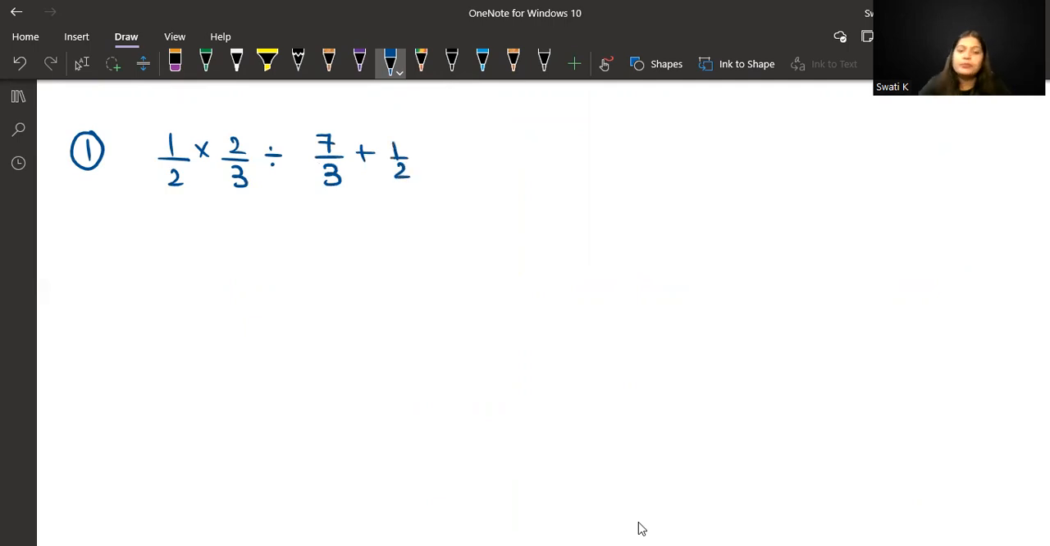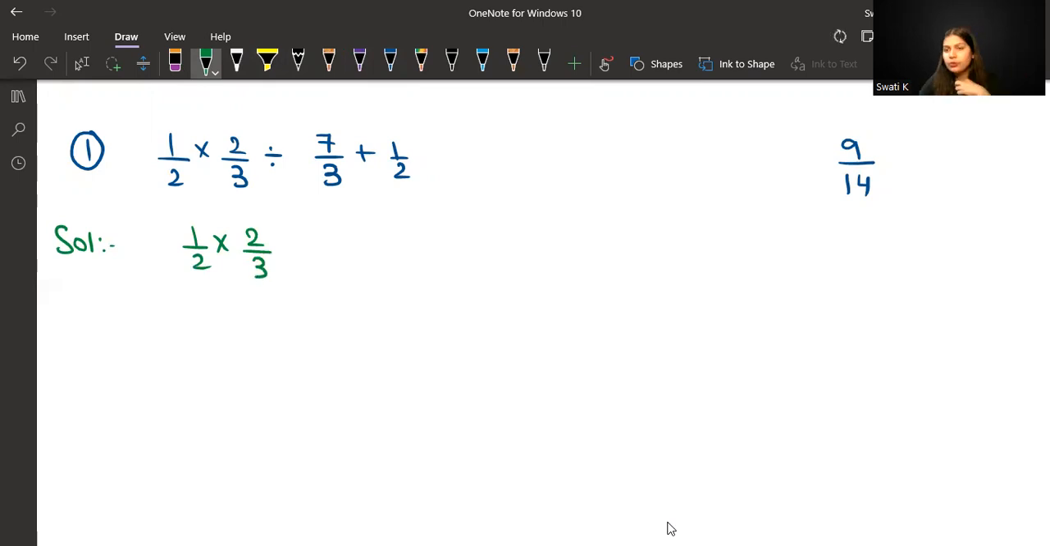Okay, I just want to do something. I want to tell you the answer of this question. The answer is 9 upon 14. Let's see whether we are getting 9 upon 14 or not. So let's start with the solution. Of course, here the division part you have to do first. So 1 upon 2 times 2 upon 3 as it is.